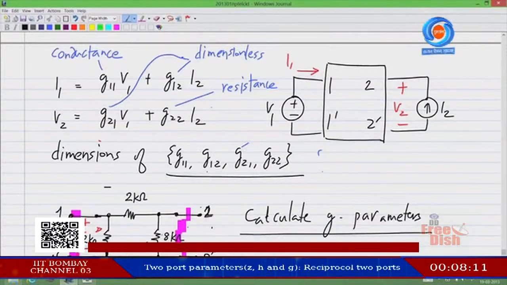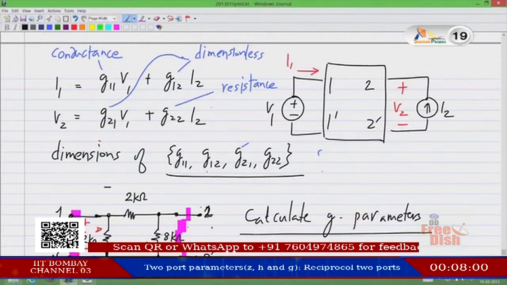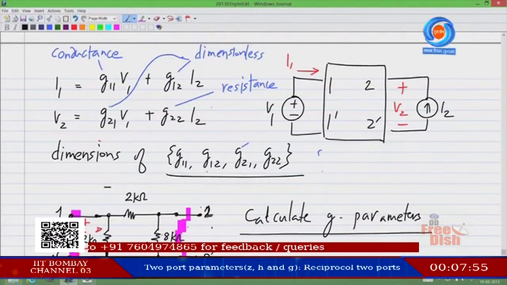So why is the name G given? I have no idea. It's some historical reason. There was H and there is G. So I really don't know why G is given. It can be a little confusing because we use G for conductance as well. But this G in 2-port stands for some hybrid parameters.